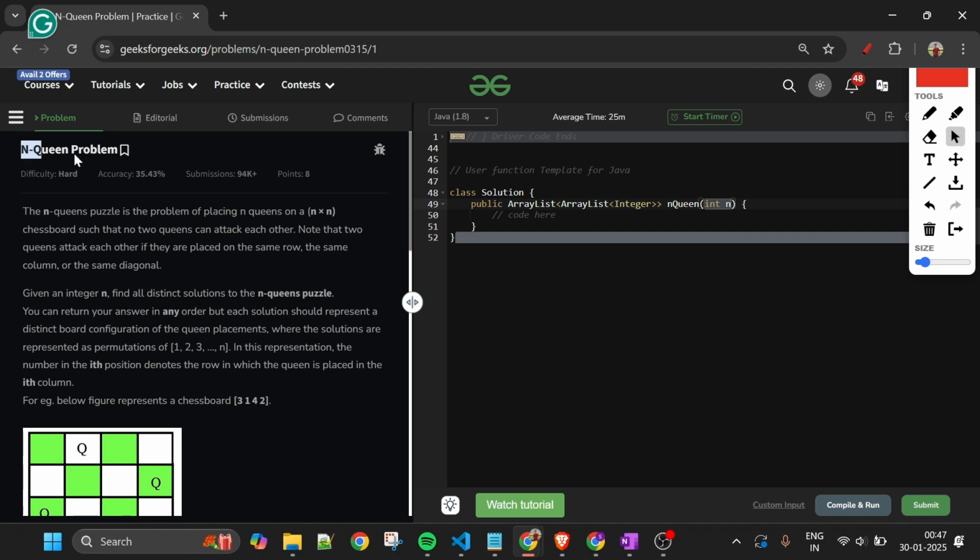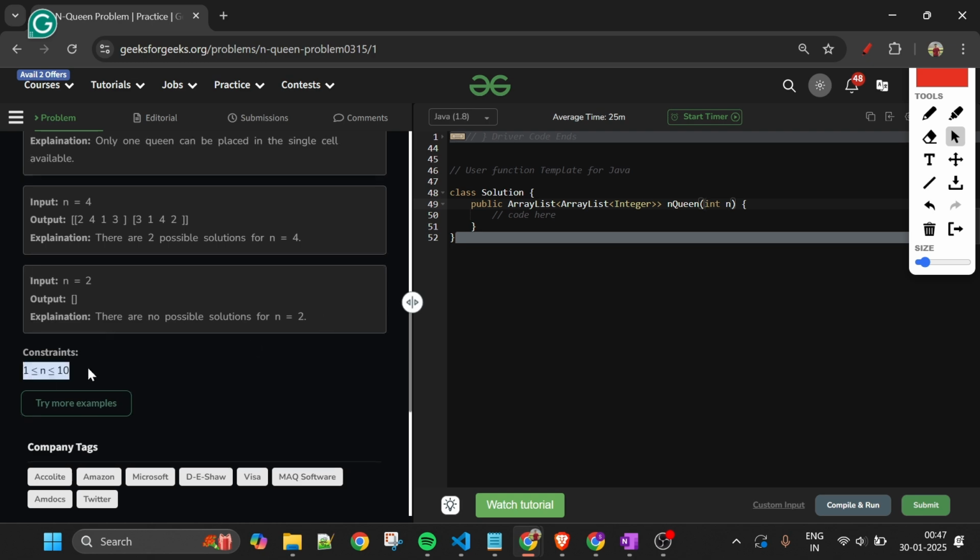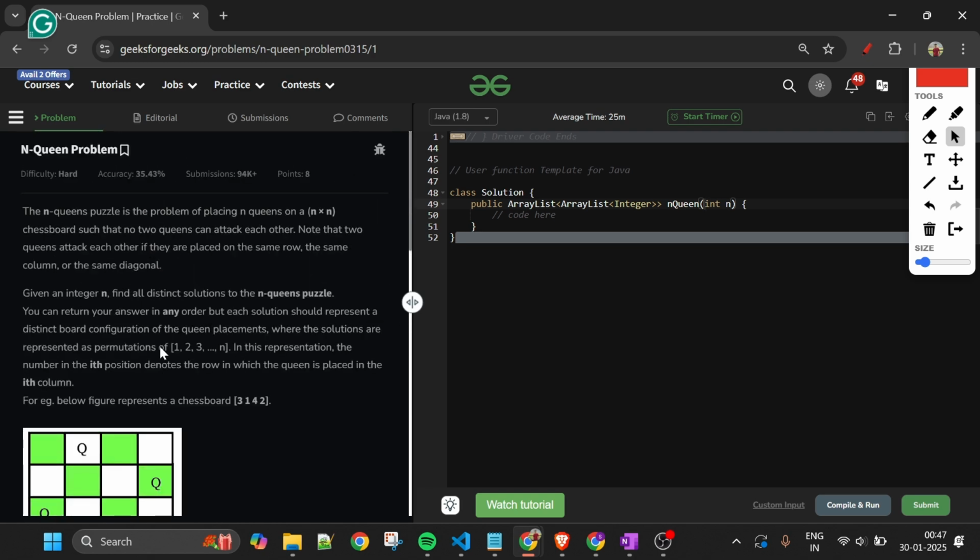Today's problem is the N-Queens problem, which is marked as a hard level problem and is a very common interview problem as well. Let's see what we will be given in this problem and what we have to do. We will be given just one parameter n of integer type, and its value can range from 1 to 10.